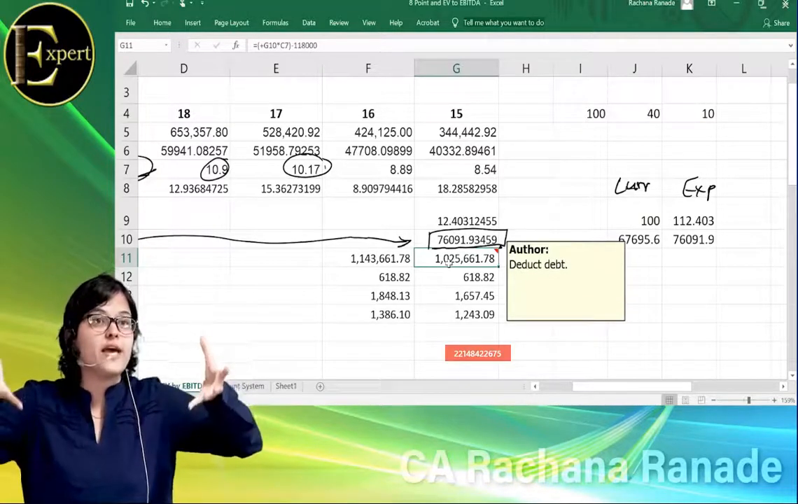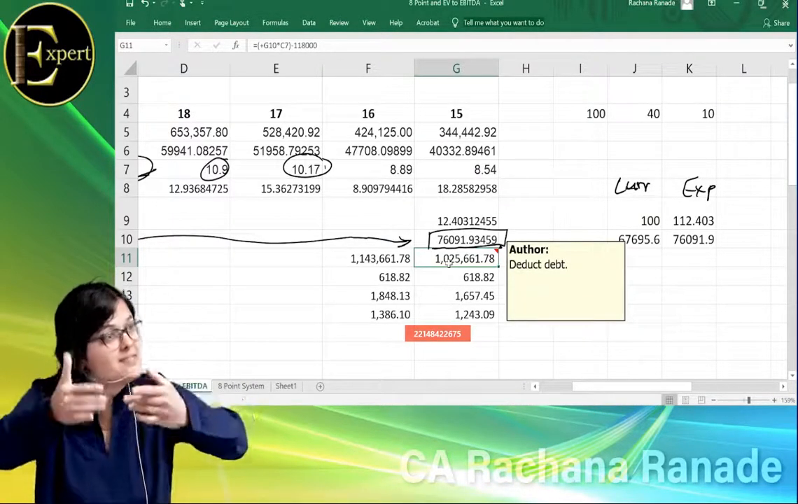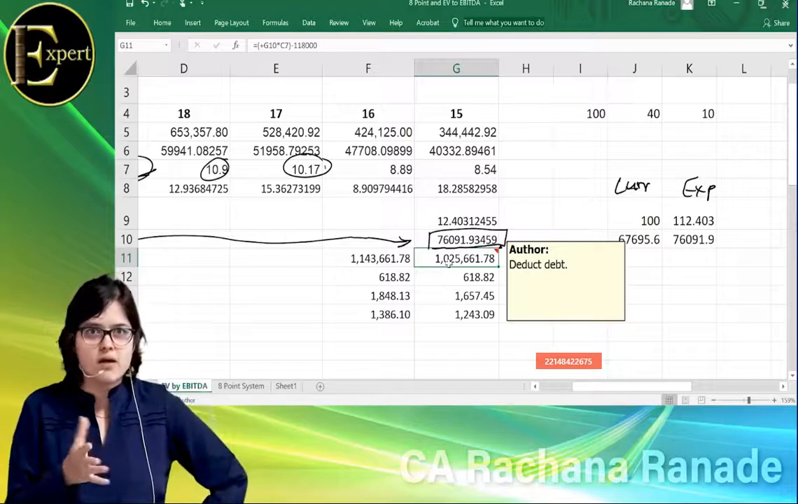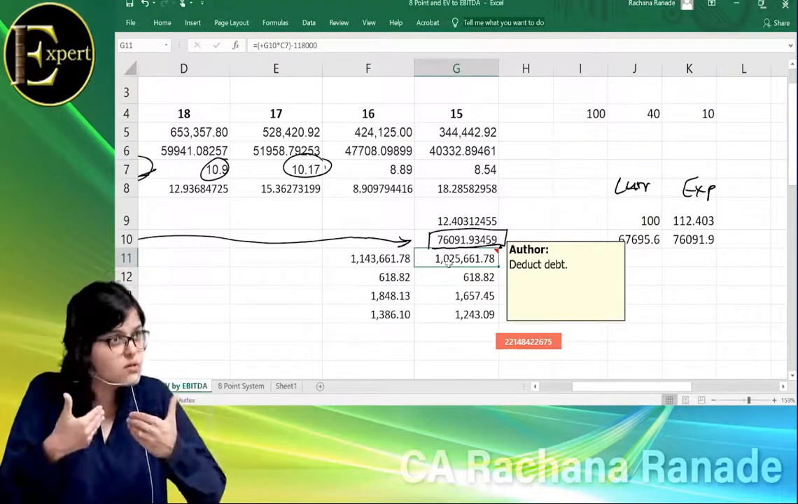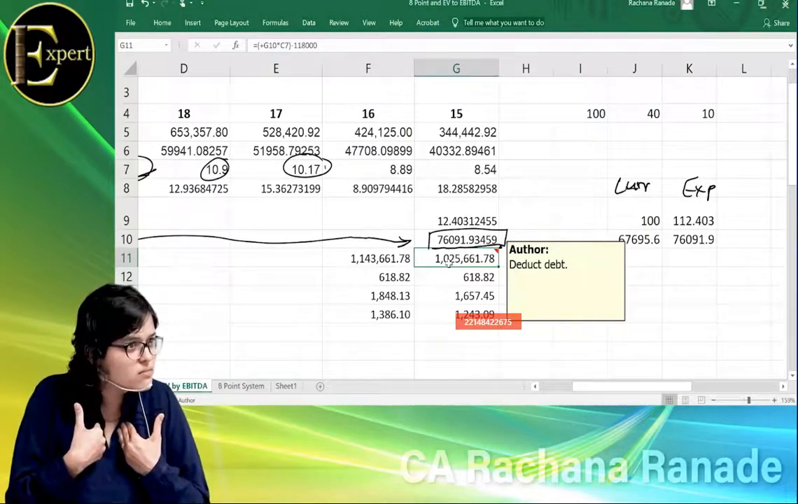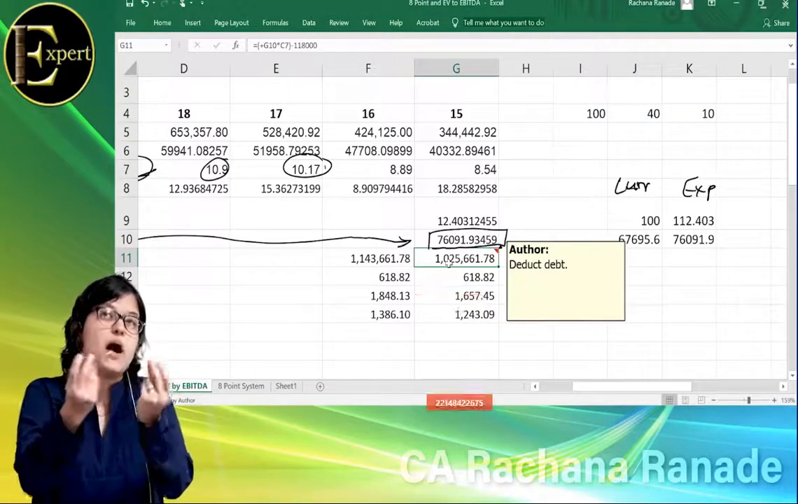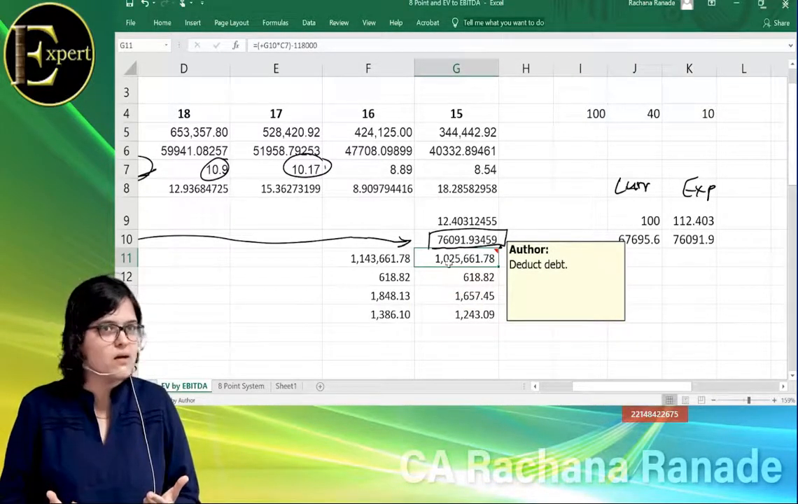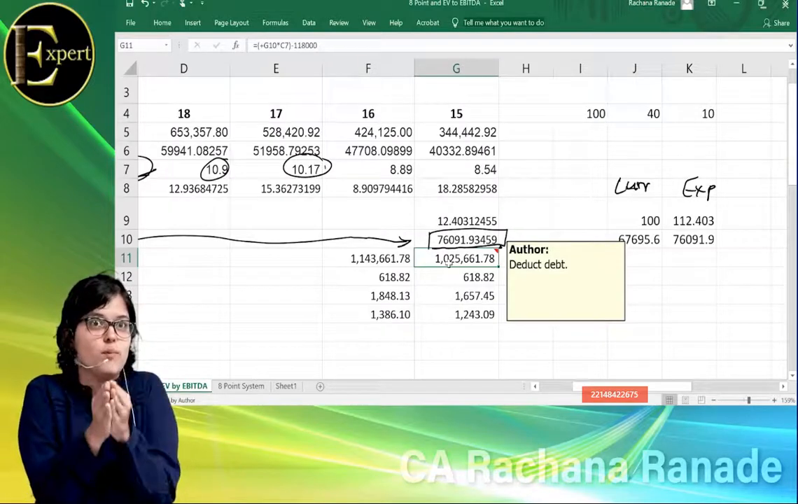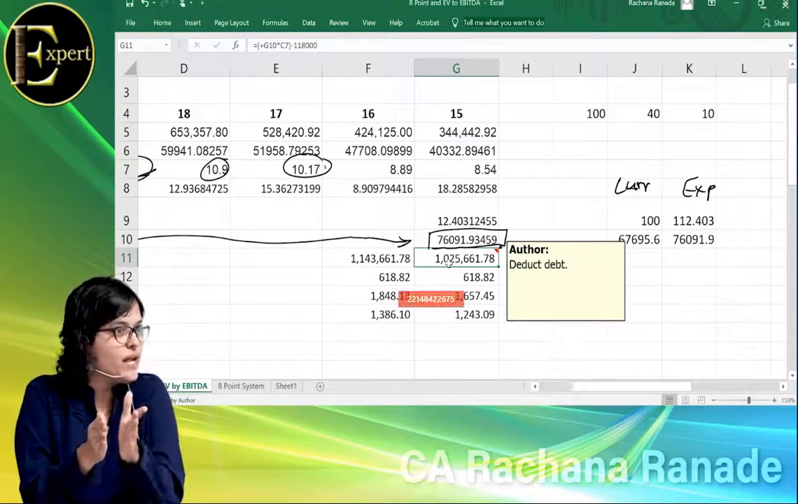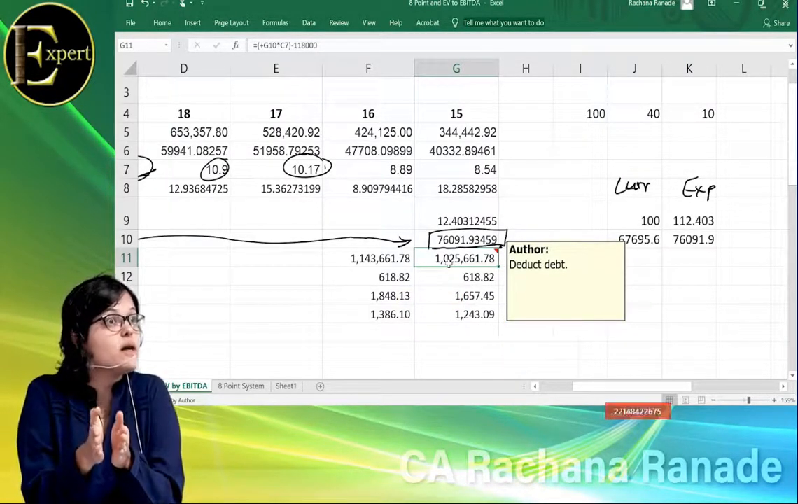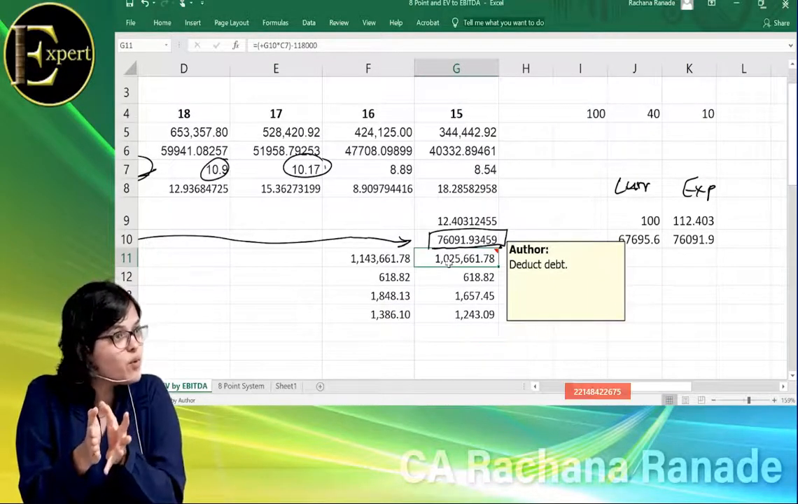Value of shares plus debt. But the value of debt doesn't belong to equity shareholders, right? See, I'm talking about buying out the company. Agreed. But buying out the company includes two components. Which two components? Equity and debt. I'm going to get only the equity component of that, right?